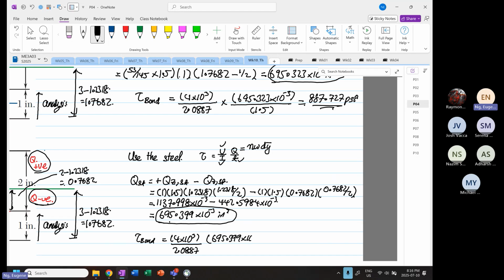95.399 times 10 to the power minus 3. Thickness held the same, 1.5. So 4 power 3 times 95.399 power minus 3 divided by 2.0887 divided by 1.5. And your answer is 887.823 psi. So they are both very similar.